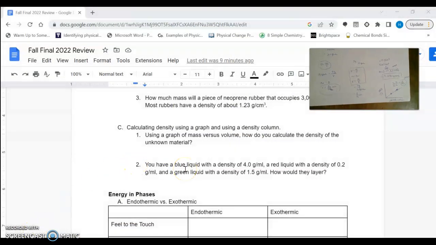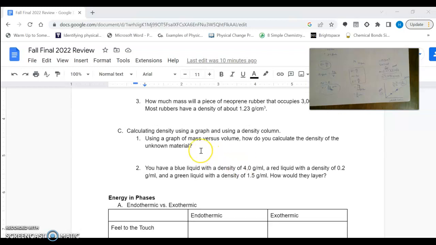For the density column for number 2 here, remember that things that are more dense, so have a larger density, like 4 grams per milliliter in this example, those are going to be denser and they're going to sink to the bottom because that mass, that amount of matter is packed more tightly per unit volume.